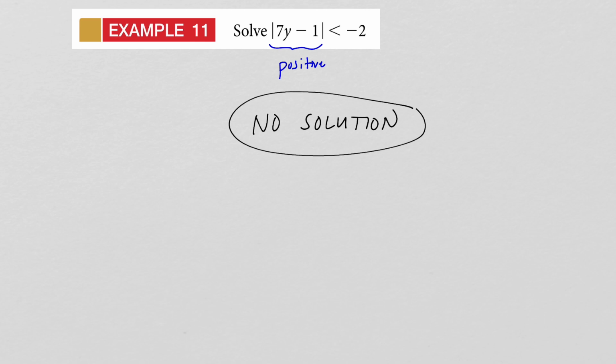Now our last two examples are special examples. So notice here you have the absolute value of something, and it says less than negative 2. Remember, the absolute value of something is always a positive number, right? When is a positive number less than a negative number? Never, right? This is never true. So there is no solution here. It's just not possible. So what that means is no matter what number you let y be equal to, this is never going to be true.